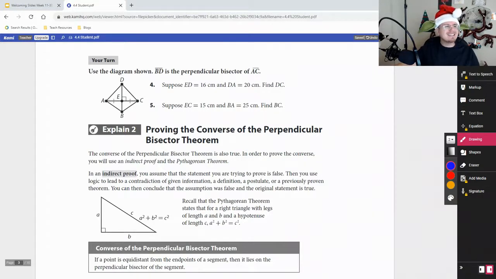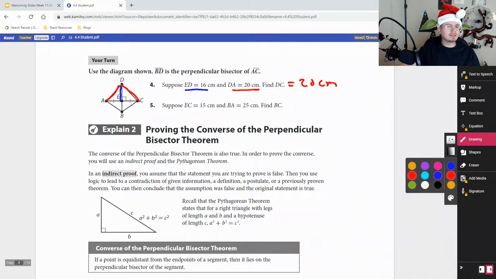Suppose ED is 16 centimeters, okay? And DA is 20 centimeters. Find DC. Well, notice the tally marks. Notice that this is a perpendicular bisector. You know that this would have to be equal 20 centimeters because it would be just like the problem we did before. Take a look at EC.